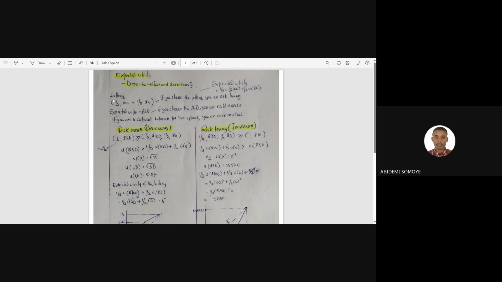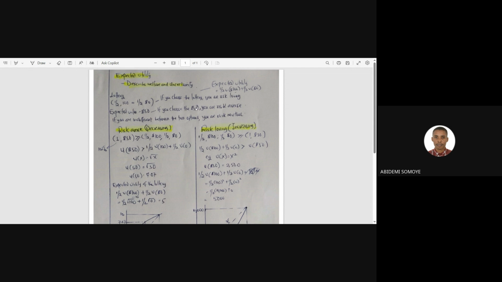Now, one option is to play the lottery, win $100, or not win anything at all. The other option is, if you decide not to play the lottery, you have a guarantee of $50. You have an expected value of $50. If you decide not to play the lottery, we are going to give you $50. That's what this means. It says expected value $50.